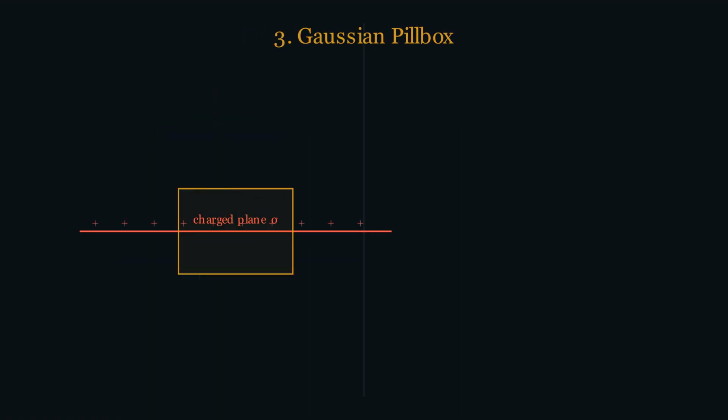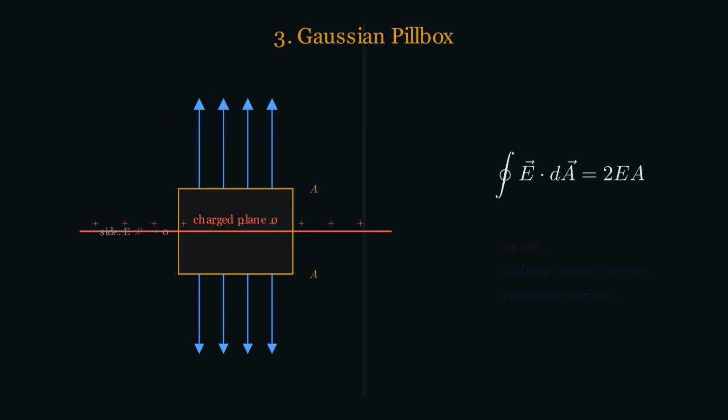Surface number 3, the pillbox or Gaussian pillbox. Use this for infinite plane symmetry, like a large charged sheet or the surface of a conductor. It's a short, flat cylinder straddling the plane. The electric field points straight away from the plane on both sides, perpendicular to the top and bottom caps. The curved side contributes zero because E is parallel to it.